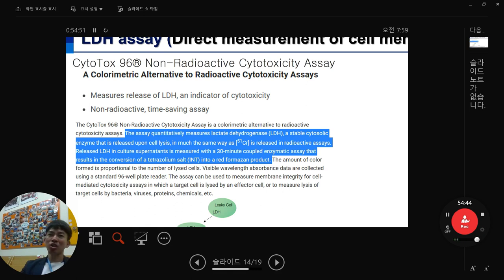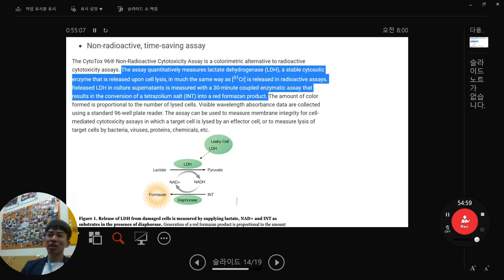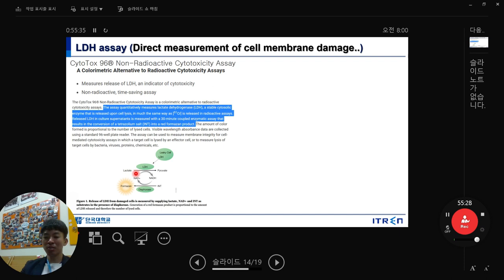Released LDH in culture supernatants is measured with a 30-minute coupled enzymatic assay that results in the conversion of a tetrazolium salt into a red formazan product. So when the LDH is released from your leaky cells, they add lactate and INT together in the dye. Lactate is converted by the LDH to pyruvate, and then through this pathway INT changes to formazan. So from lactate to pyruvate and INT to formazan, you can detect the LDH amount. Lactate is some kind of mediator.